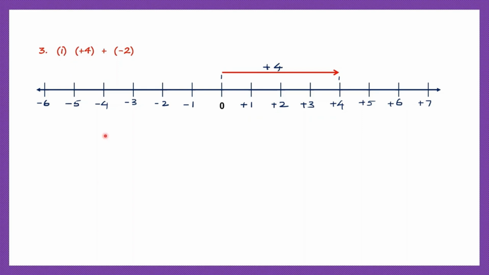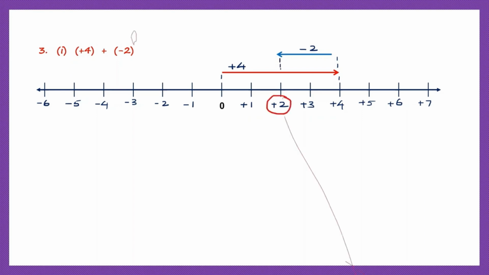Now let's look at the second integer, it is minus 2. So wherever we stopped, from there we have to move 2 places to the left because the sign is minus. So we are starting from 4. So we stopped here. So we're going to start from here and we're going to move 2 places to the left. So this is minus 2. And what have we reached? We have reached plus 2 here, isn't it? So that means plus 2 is our answer.